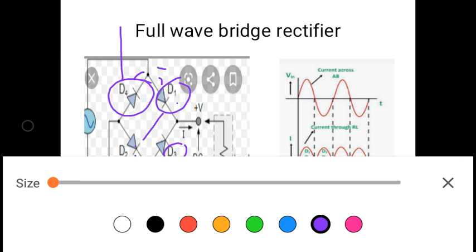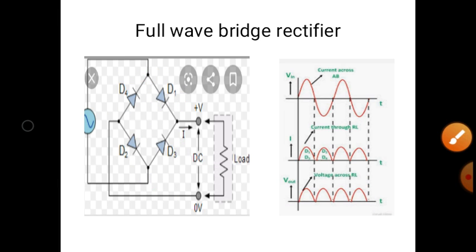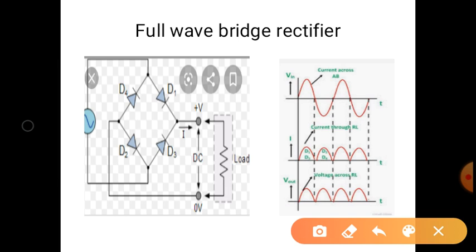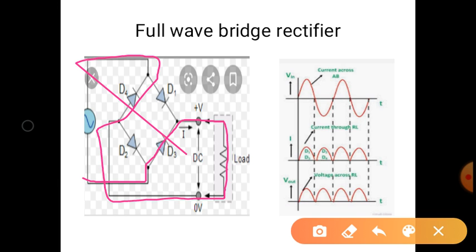So how the current will be flowing, we'll see. The current direction will be from this D3 to the load, to this diode 4, and it is given back to the supply. So this is the direction of flow of current. So this is the output which is appearing across this load resistance.